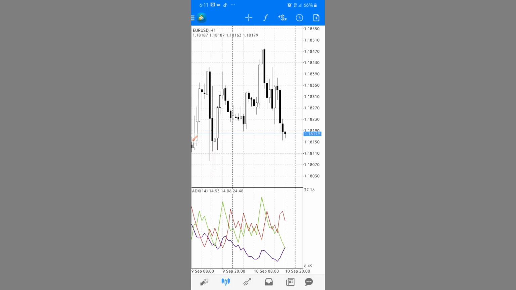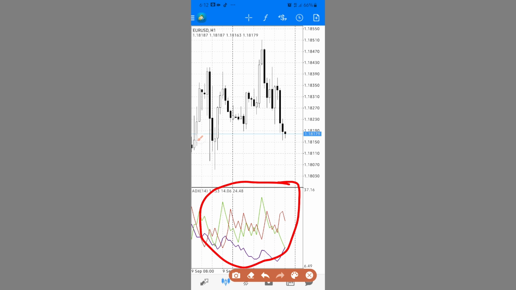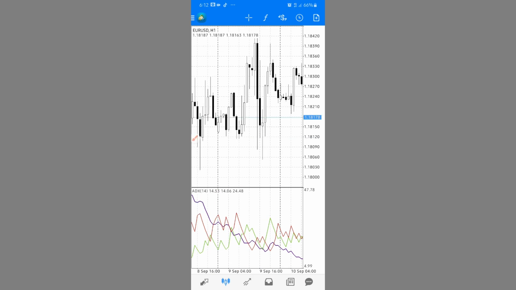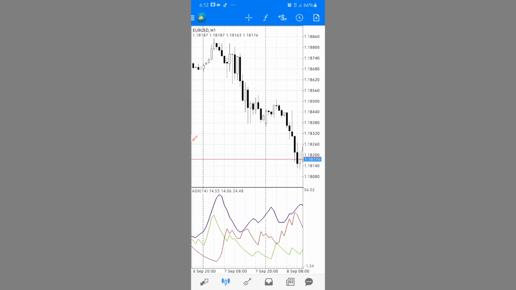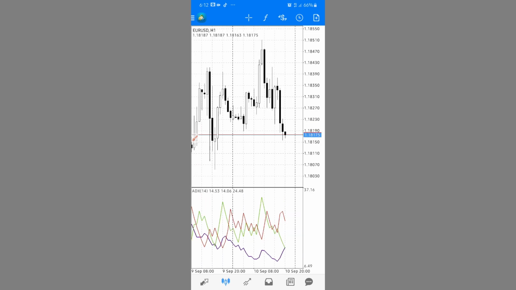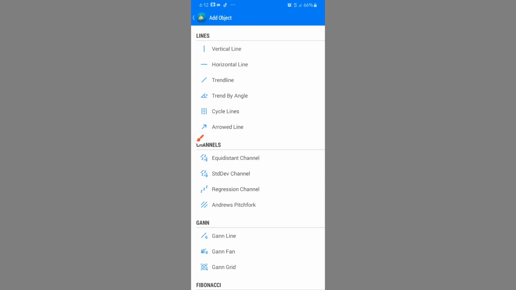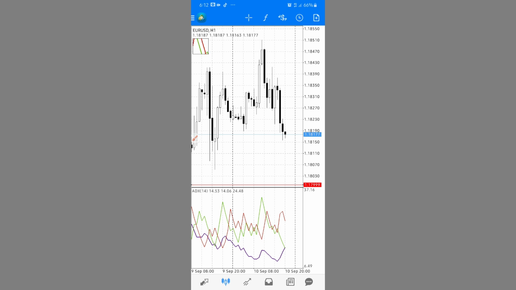So we'll go back to the chart, and you'll observe that right here you have 3 lines being shown to you. This is an exact representation of what price is doing at this point in time. So the first thing we have to do, tap on your screen. Once you tap on your screen, you see this pop up. Click on this object button right here. I'll click on that, click on horizontal line, and then drag that.